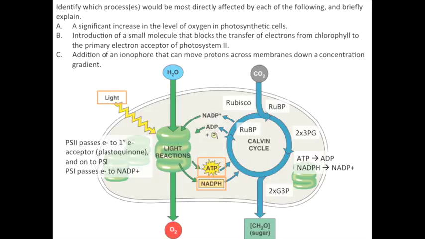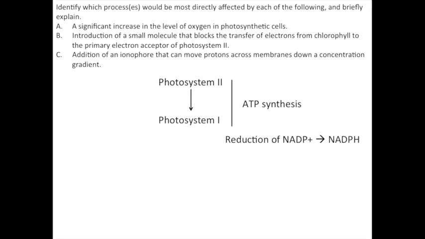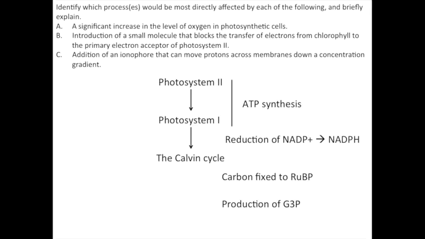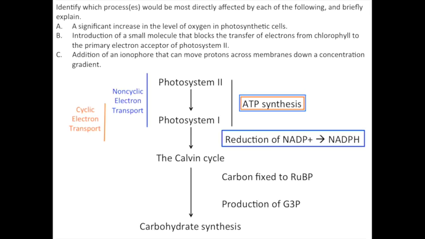For every 6 carbon dioxides that are fixed, 1 glucose is made, and this should all balance out since glucose is a 6-carbon molecule. So overall, we have photosystem 2 passing electrons on to photosystem 1, and both of these photosystems are involved in ATP synthesis and reduction of NADP+ to NADPH. Then the Calvin cycle starts with carbon fixation to RuBP, which produces the G3P that's used in carbohydrate synthesis. Photosystem 2 and photosystem 1 together perform non-cyclic electron transport, while photosystem 1 is responsible for cyclic electron transport. Both of these processes will generate ATP, but only non-cyclic electron transport generates NADPH.